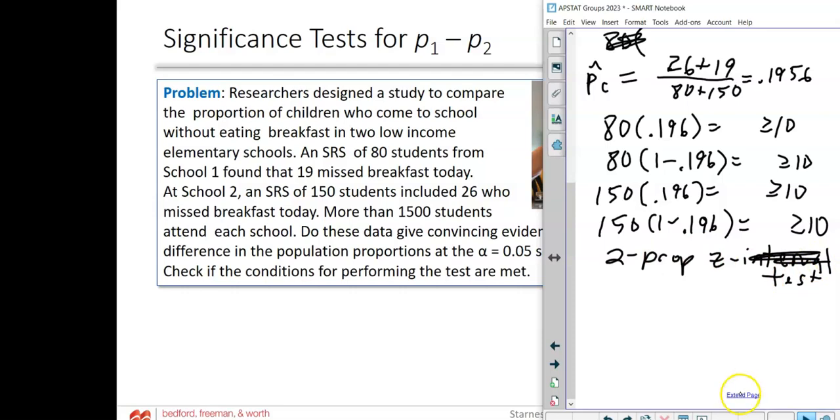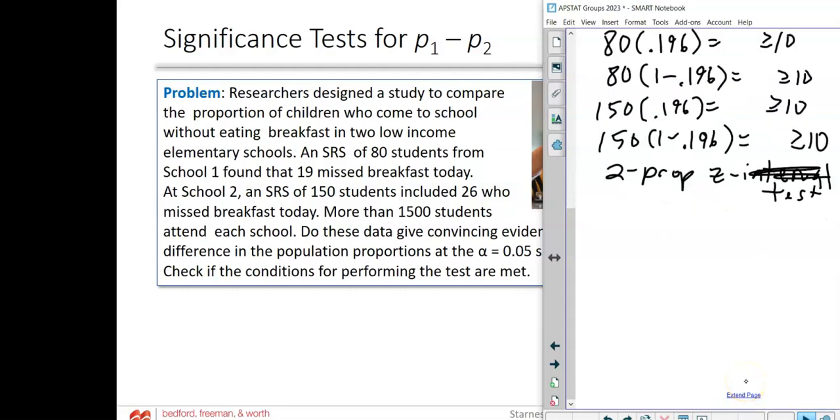Okay, so the do section. We have to find out what the p hats are. So p hat 1, we still need these. We still need to find p hat 1 and p hat 2, even though we found the pooled value already, which we'll use. We need to find these as well. So 19 out of 80 and 26 out of 150.